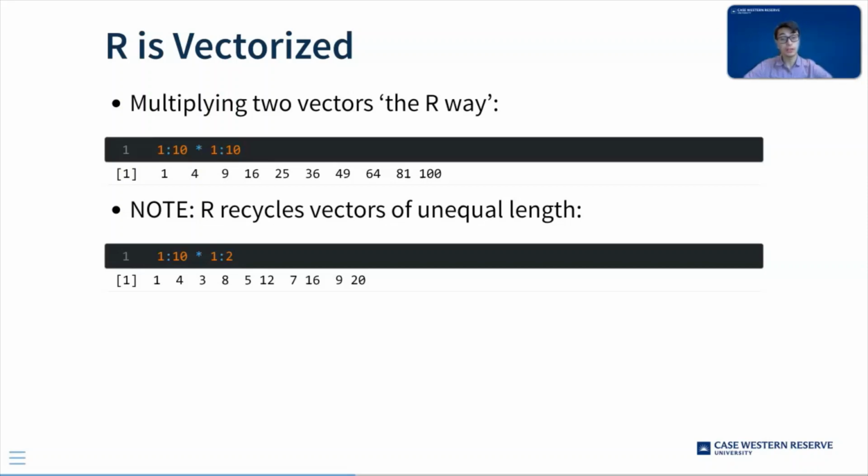We would also like you to know that R will recycle values of unequal length, which means that if you have 2 vectors that are not equal, as long as the lengths of the vectors are divisible by each other, R will repeat this value over and over again until it reaches the proper length to do vector multiplication or division or subtraction or addition. Here we can see by multiplying the vector 1 to 10 by the vector of 1 to 2, it did the proper multiplication.